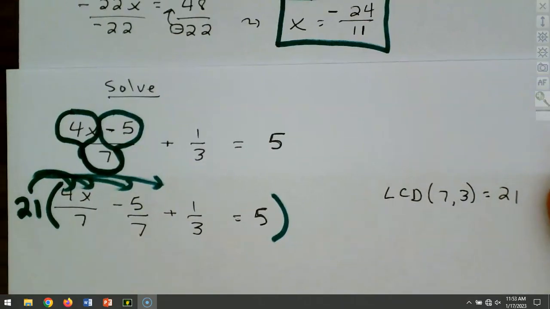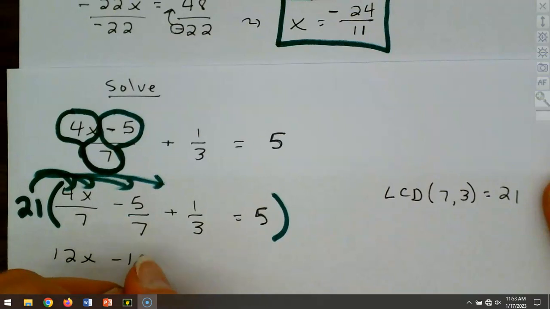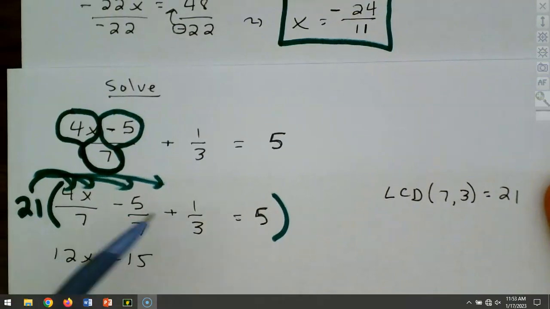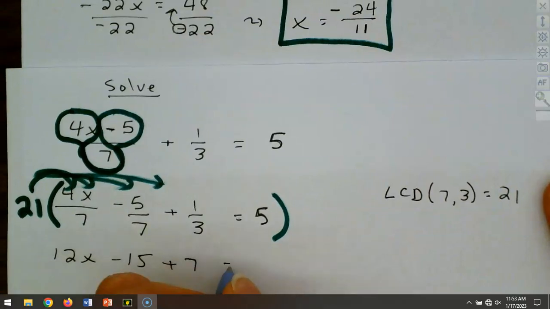Divide, multiply. So 21 divided by 7 is a 3. 3 times 4 makes it a 12x. Don't forget the x there. 21 divided by 7 is a 3. 3 times a negative 5, well, that makes it a negative 15. 21 divided by 3 is a 7. 7 times 1 makes it a 7.